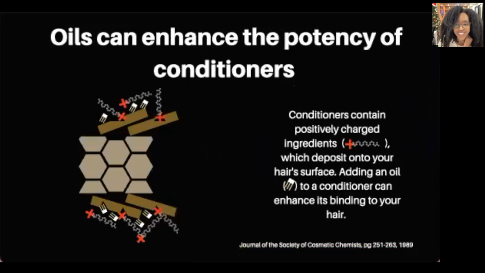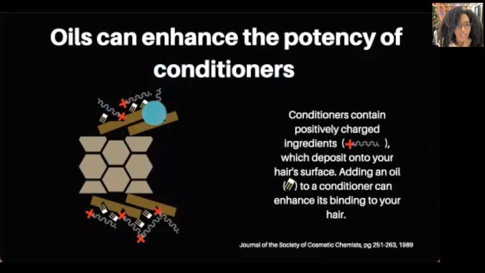Something else that oils can do is enhance the potency of your conditioners. So imagine you've got a conditioner and it works okay, but it's not working so well. Well, an oil could potentially help you with this. The red pluses here represent the positively charged parts of your conditioner. So basically, after you shampoo your hair, it has a negative charge, and the conditioner is positively charged, so it will come in and neutralize. The positively charged parts of your conditioner are especially attracted to the damaged parts of your hair.